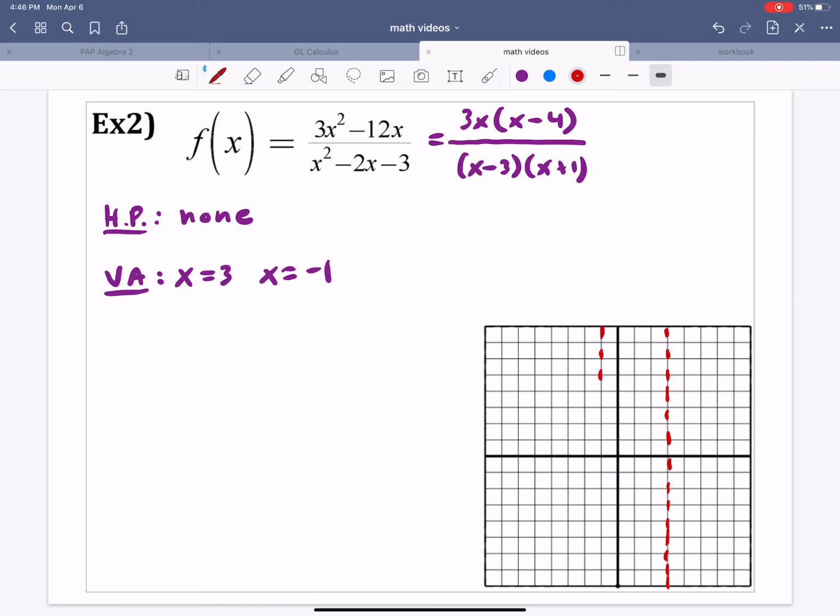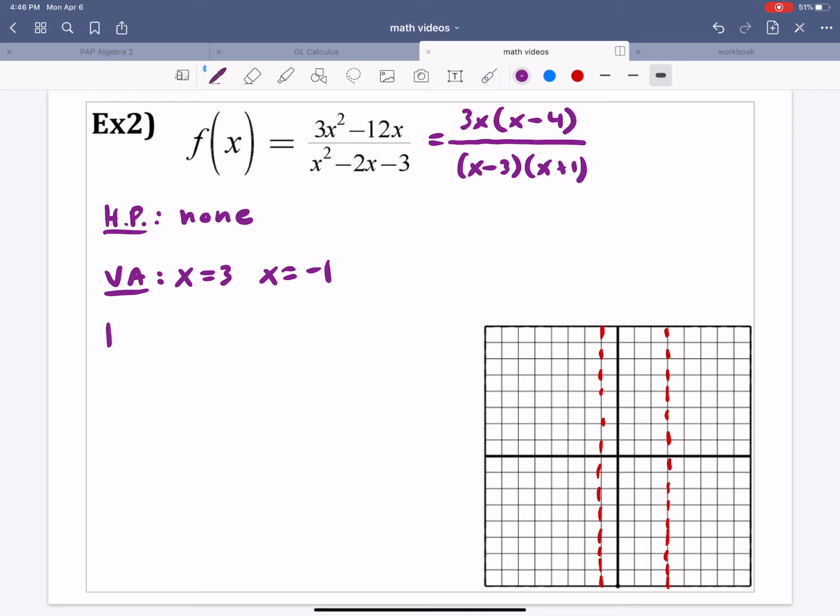And x equals -1. So there's 2 vertical asymptotes here. So there's going to be 3 parts of this graph. There's going to be a part here somewhere, here somewhere, and here somewhere. There's going to be 3 branches to this graph. It's going to be awesome, okay? Like I told you at the beginning, we're going to look at some fun graphs today.